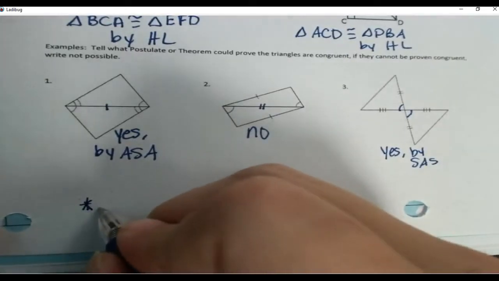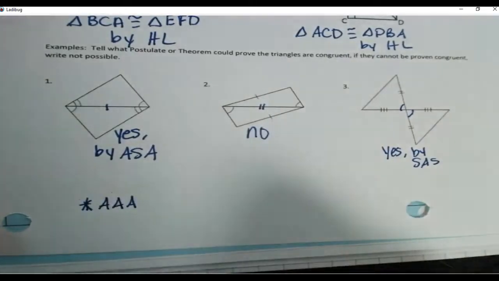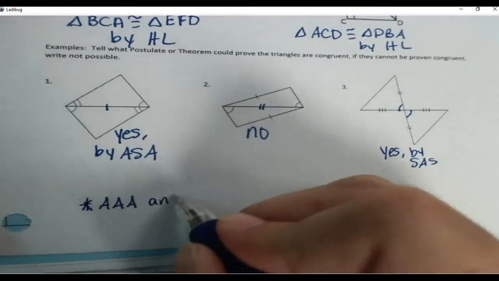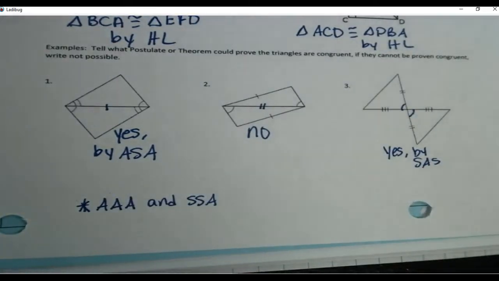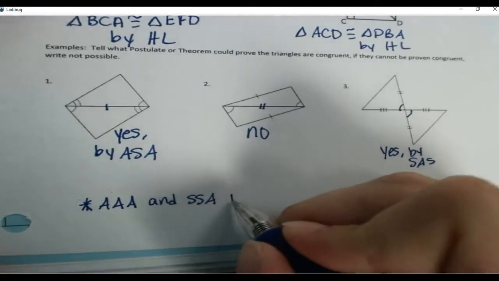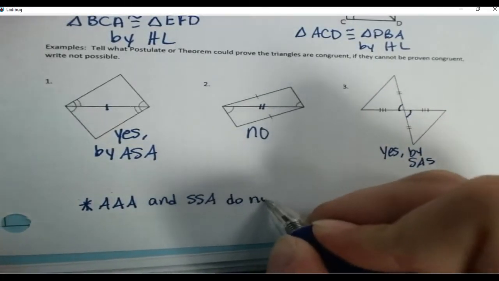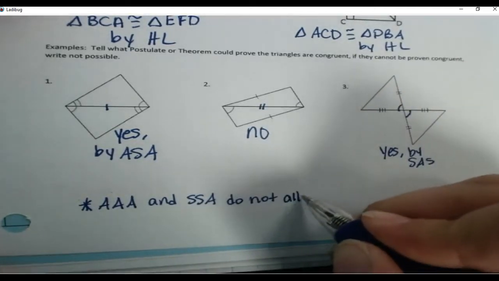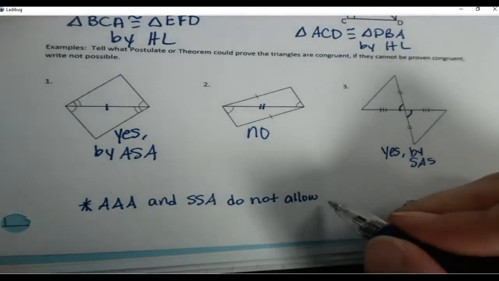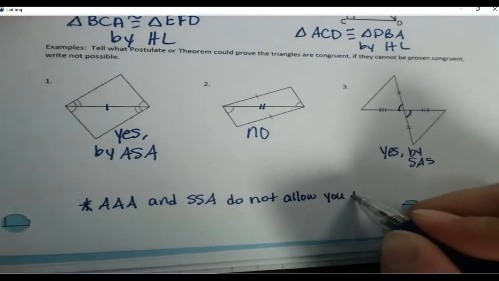Good. So there are 2 that do not work. So angle, angle, angle, and side, side, angle. Okay, no bad words. They do not allow you to assume congruence.